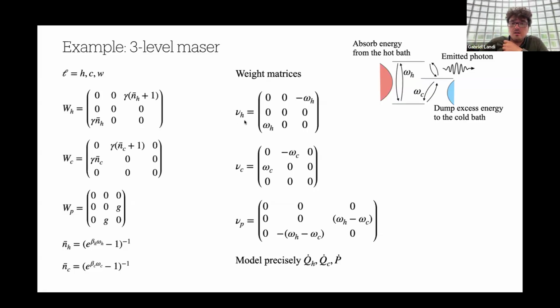And we can now have weight matrices that can calculate for us the current of transitions to the hot bath, cold bath, and also the photon current. So these matrices will give us both the average and the fluctuations of, let's say, the number of emitted photons and so on, right? And they will give us precisely the quantities that we started with: the hot heat, the cold heat, and the output power.